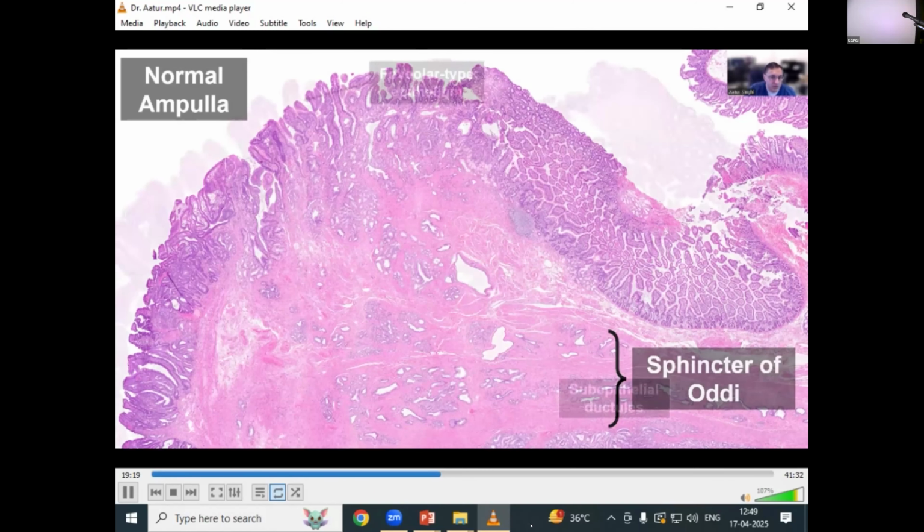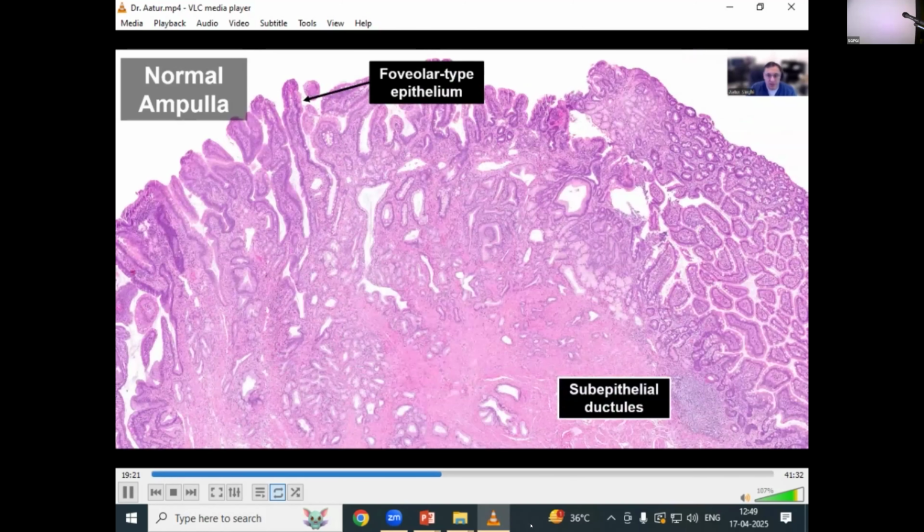Now, I hate examining the ampulla at high magnification because it looks so busy, especially on biopsies. But even in surgical resection material, when you look at the ampulla at high power, those subepithelial ductules maintain a very disorganized lobular appearance that can be easily confused or misconstrued as an infiltrating adenocarcinoma.